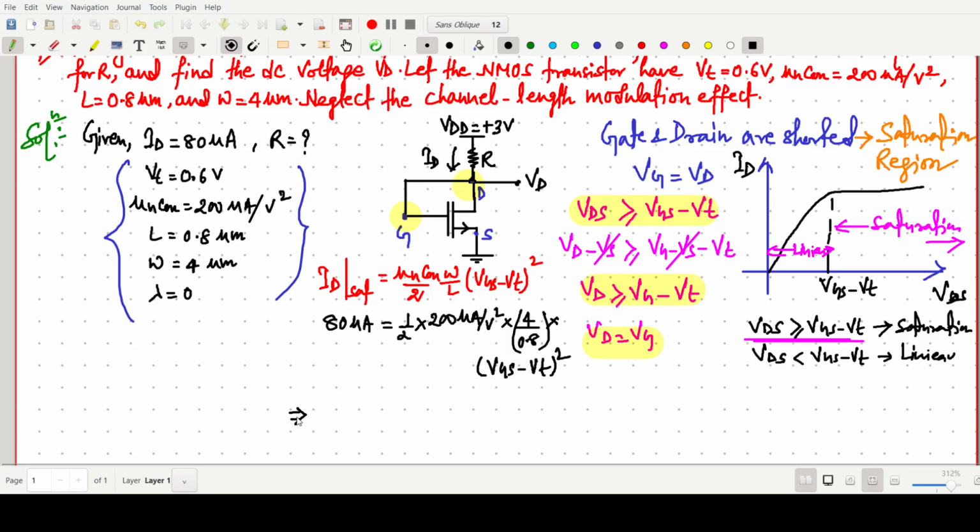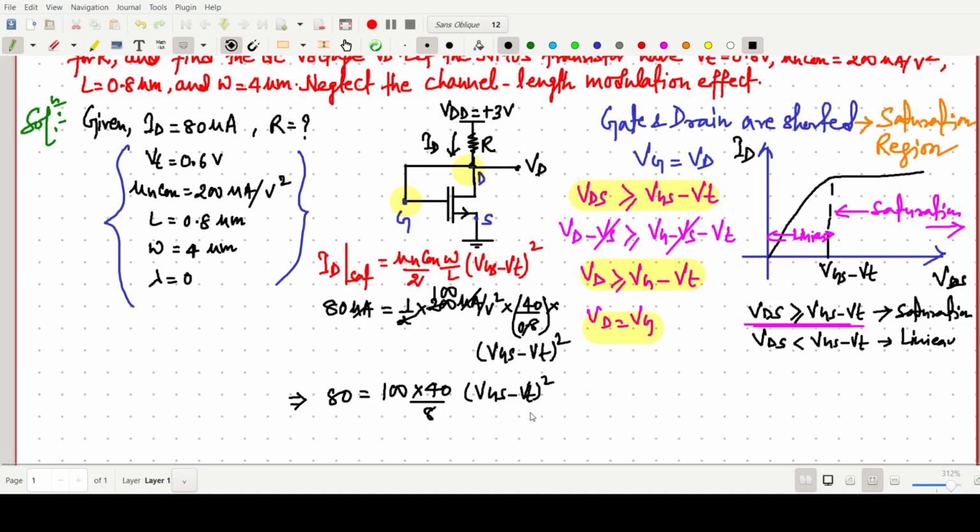We have to solve it very carefully. Microampere will cancel out. So it should be 80, and make it 100. If we remove these decimals, it should be 40. So we can write 80 equals 100 into 40 by 8, into VGS minus VT whole square. Here volt square and volt square cancel, so I'm not writing the unit now. So this one is the expression.